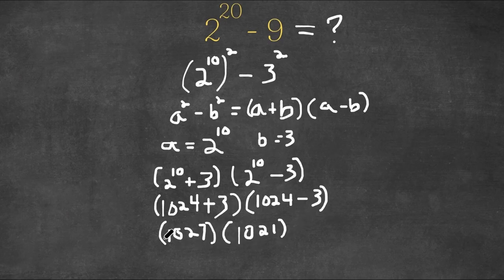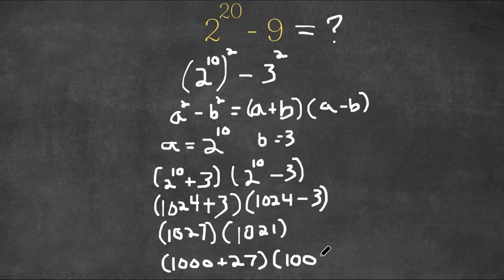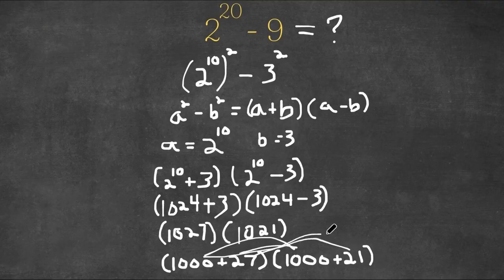Now what we're going to do is rewrite 1027 as 1000 plus 27, times 1000 plus 21. Now we're going to distribute. So we're going to do 1000 times 1000, 1000 times 21, 27 times 1000, and 27 times 21.